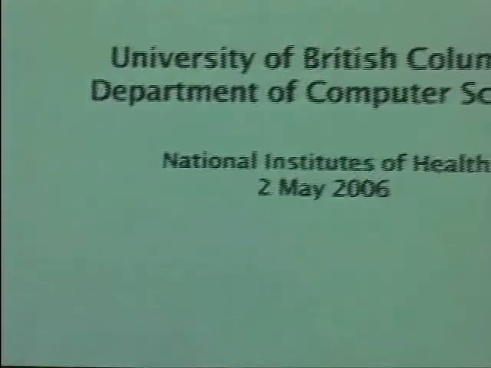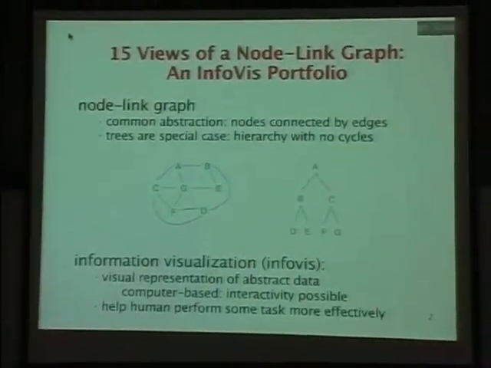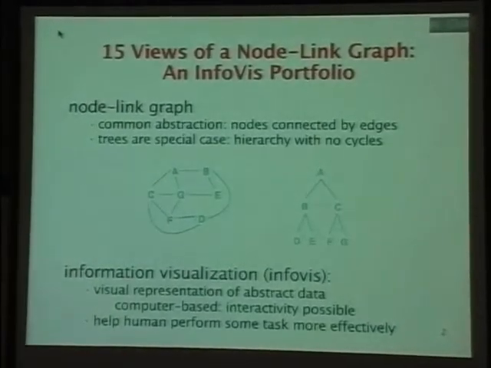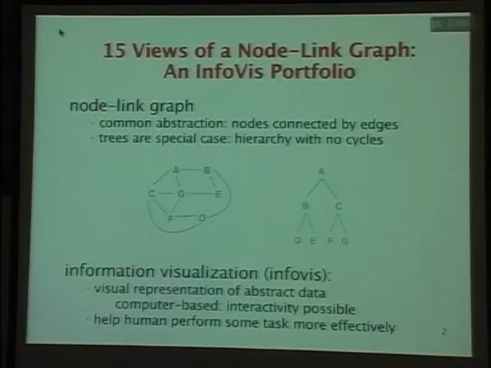Welcome. Okay, thanks, Dan. So today I'm going to talk about 15 views of a node-link graph, an infovis portfolio. So let me start out by defining a few of my terms. Node-link graph, this is a very common idea in computer science. All I mean is any kind of abstraction where it's useful to think of data as nodes connected by edges. And of course, trees are a special case of graphs where you've got a hierarchical structure, so there's no cycles in the graph.